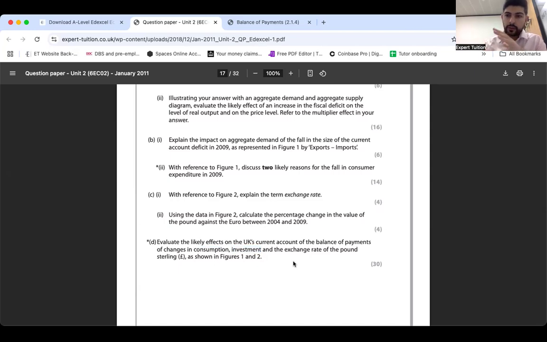Okay. Now, they will not ask it in this way in the new spec because they're not expecting you to do 3 analyses and 3 evaluations. It will be 2 analyses, 2 evaluations for 15 markers, 12 markers, etc. But because we want to be holistic, let's cover this and do 3 analysis and 3 evaluation paragraphs. Yeah, let's start with the impact on the current account of changes to consumption.